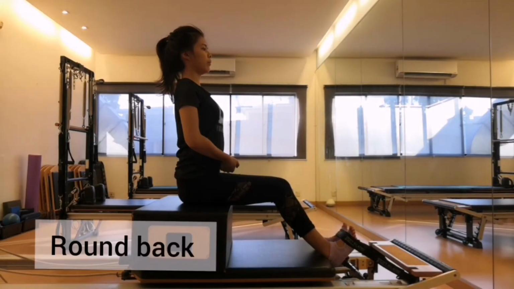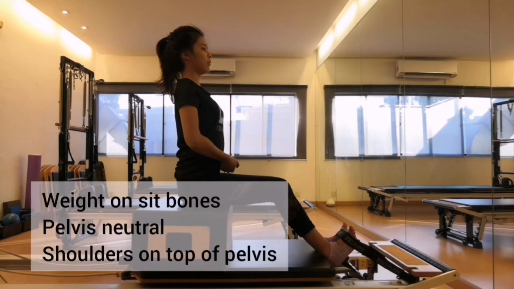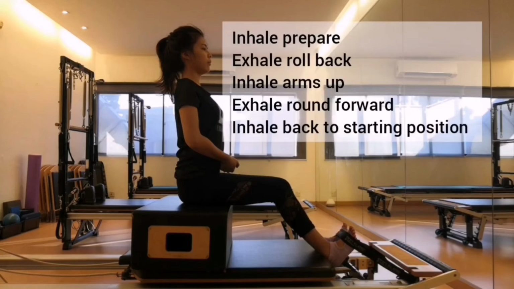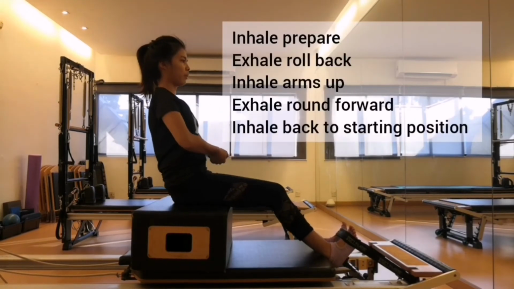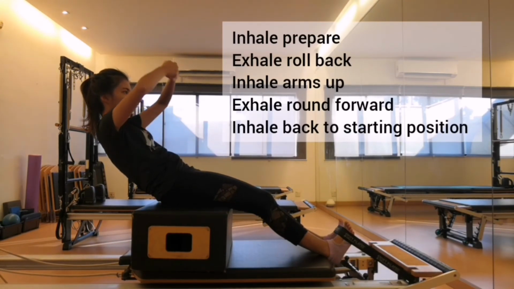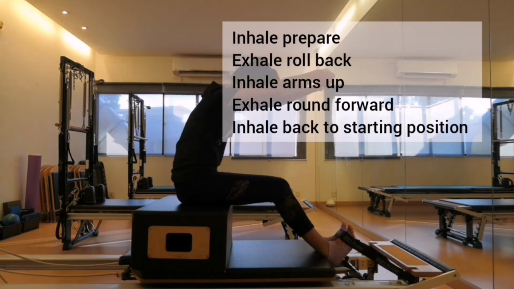The next exercise is round back. I'm sitting on a short box on the reformer and feet underneath the strap. So when you sit, make sure the weight is on the sit bones, your pelvis is in the neutral and your shoulders are stacking up over the pelvis. Inhale, I prepare. Exhale, I'm going to initiate from the pelvis to roll back. Inhale, reach my arms up. Exhale, round forward and inhale to come back up tall.